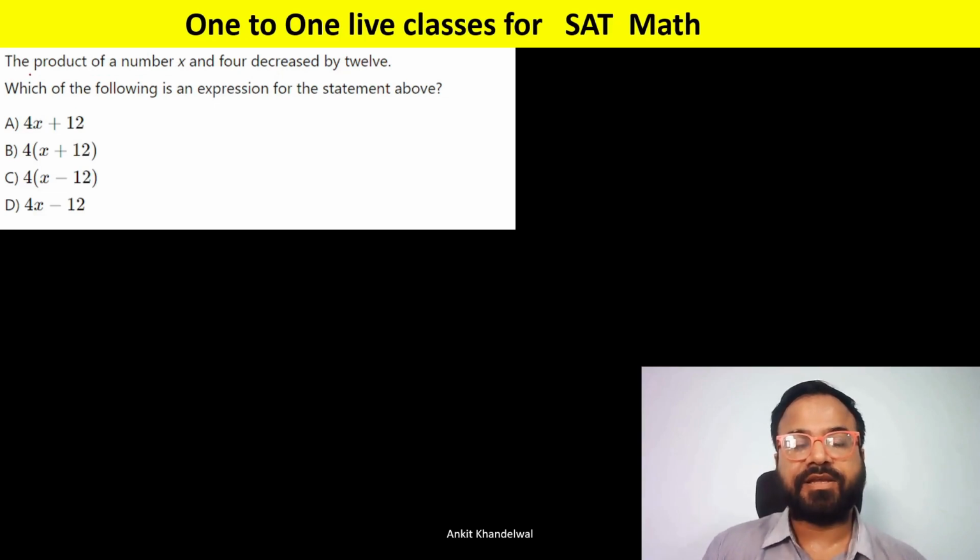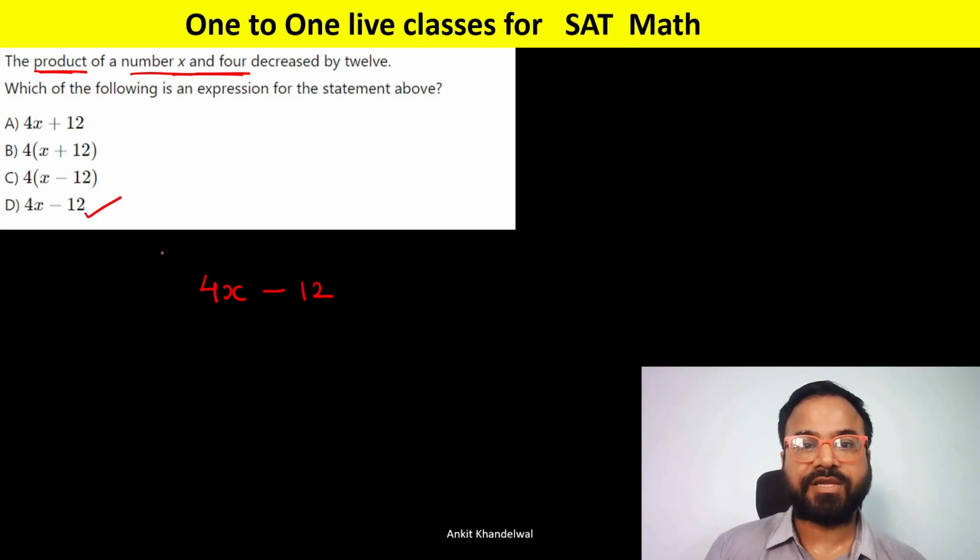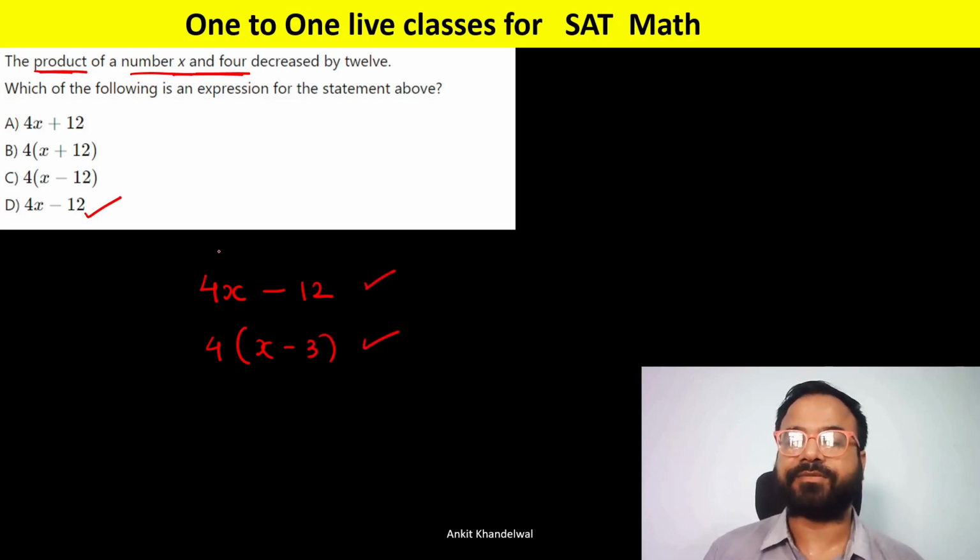Next question. The product of a number x and 4 decreased by 12. Product means multiplication of number x and 4. So x and 4 we write like this. Product means multiplication, 4 times x. This is decreased by 12. Decreased again means minus 12. So 4x minus 12 is the answer for this, which is option D. It can also be represented like this. 4 you can take common and you can also say 4 times (x minus 3). Both of them are correct over here.